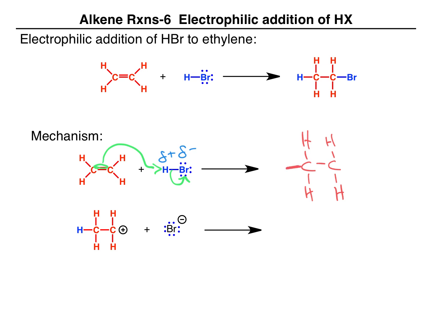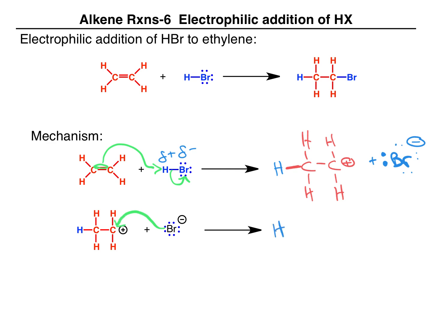This is the pair of electrons that used to be the pi electrons, and we are left with a carbocation. We also have bromine, where this pair of electrons is what used to be shared between the hydrogen and the bromine, and this has a negative charge. Now we have a carbocation. This is our electrophile, and this is our nucleophile. So the bromine can act as the nucleophile, sharing its electrons with the carbon.